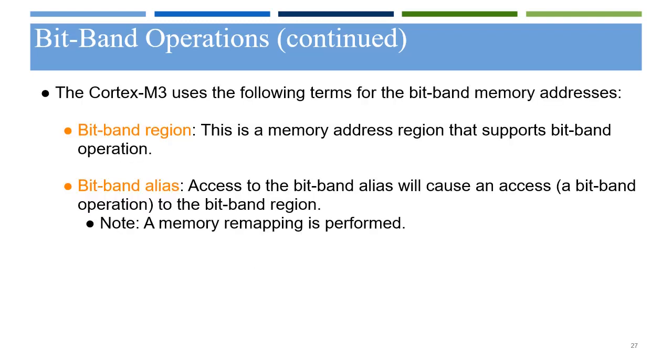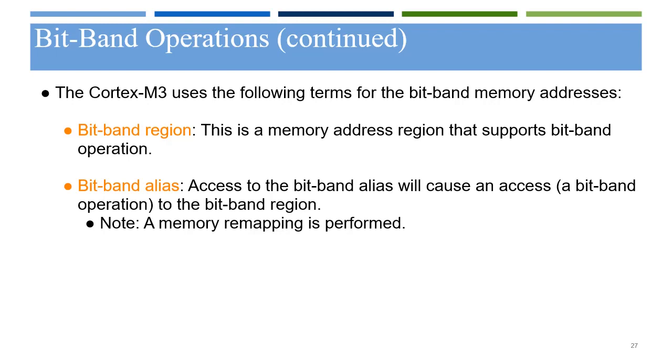Bitband operation is not a new idea. In fact, it existed 30 years ago, found in 8-bit microcontrollers such as the 8051. Although the Cortex M3 does not have special instructions for bit operation, special memory regions are designed so that the data accesses to these regions are automatically converted into bitband operations.